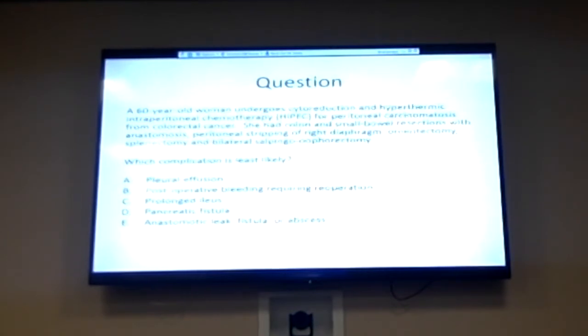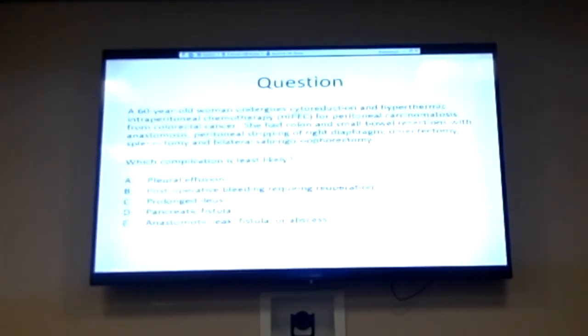A 60-year-old woman undergoes cytoreduction and HIPEC for peritoneal carcinomatosis from colorectal cancer. She had colon and small bowel resections with anastomosis, peritoneal stripping of the right diaphragm, omentectomy, splenectomy, and bilateral salpingo-oophorectomy. Which complication is least likely? Pleural effusion, post-op bleeding requiring reoperation, prolonged ileus, pancreas fistula, or anastomotic leak?